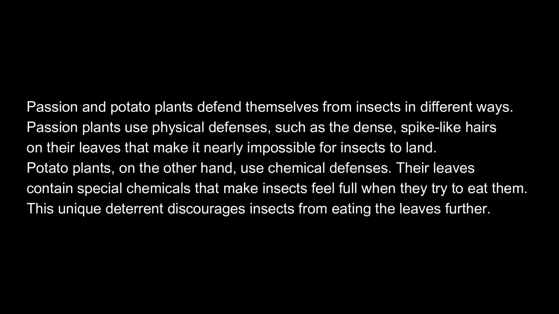Passion and potato plants defend themselves from insects in different ways. Passion plants use physical defenses, such as the dense, spike-like hairs on their leaves that make it nearly impossible for insects to land. Potato plants, on the other hand, use chemical defenses. Their leaves contain special chemicals that make insects feel full when they try to eat them. This unique deterrent discourages insects from eating the leaves further.